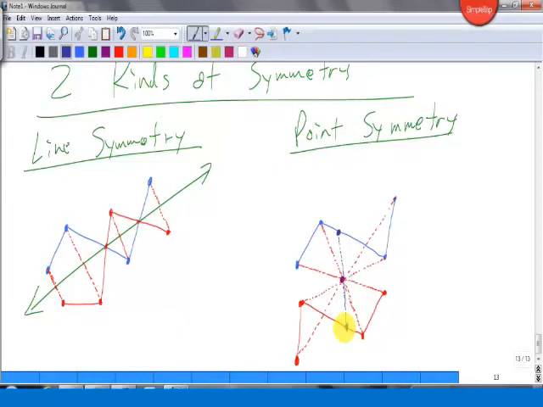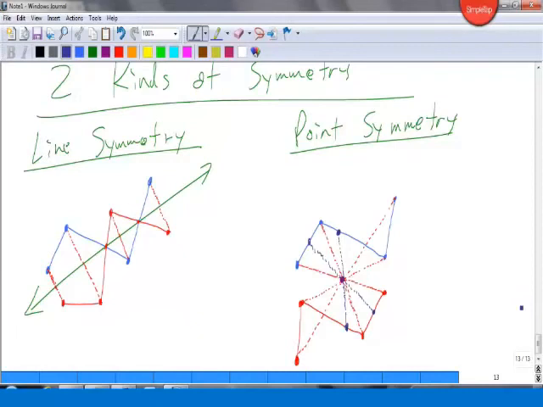If we pick any point on the red portion of the graph, say pick this point right here, it has to be that if we march directly toward the purple point and out the other side the same distance, its image is also on the graph. So it's points that are basically equidistant from the purple point. Each one has to have its own image. So 2 kinds of symmetry, line symmetry and point symmetry.